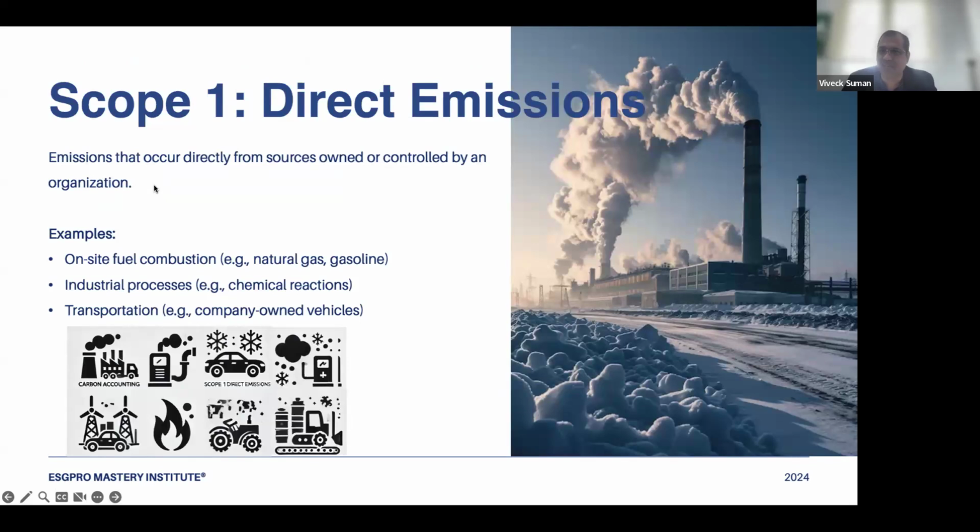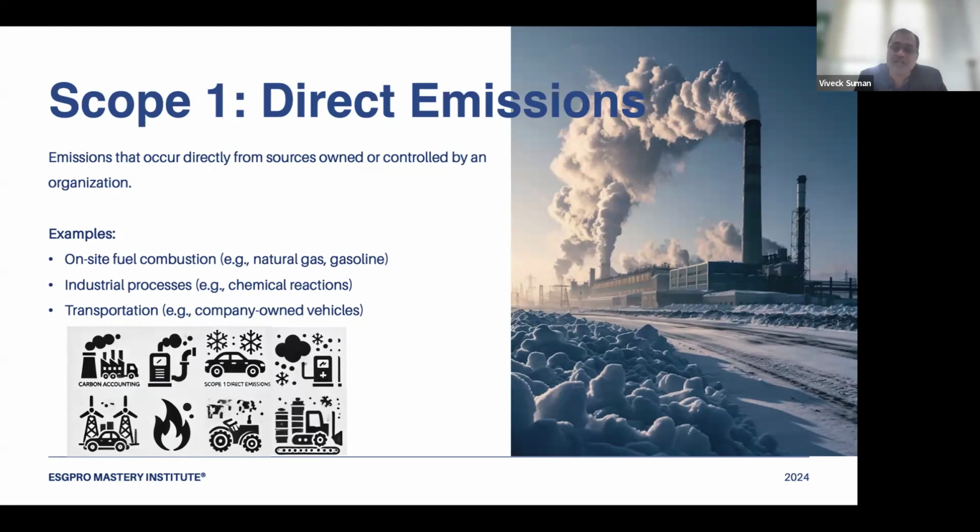Examples will explain it better than the relative discussion of Sarojini market and South Bombay market. What is a direct emission? Emission occurs directly from a source which is owned and controlled by an organization. Again, you see, owned and controlled by the organization. These are the two important factors that decide a direct emission.